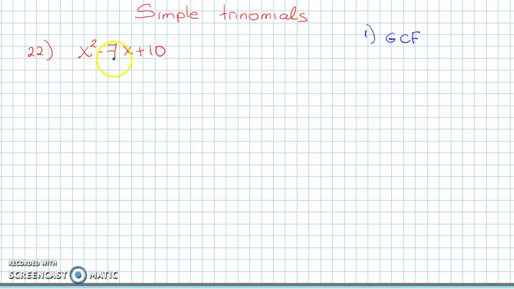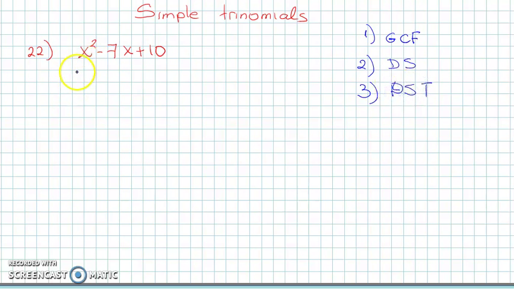Is there a GCF in these three terms? No, they have nothing in common. Is this a difference of squares? Obviously no, I don't have two terms. Now, is it a perfect square trinomial?